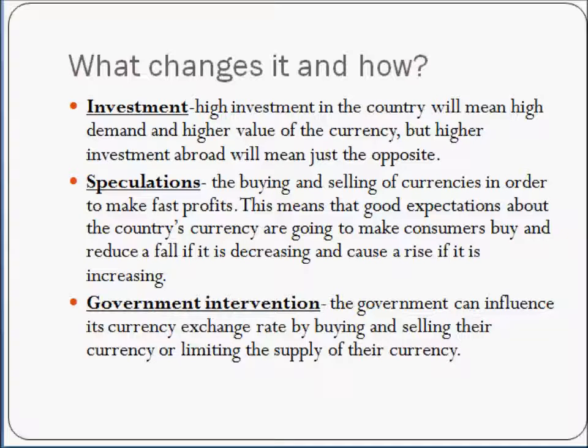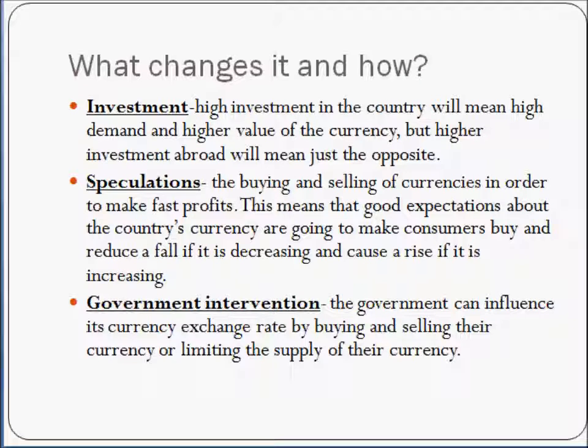High investment in the country will mean high demand and a higher value of the currency, but higher investment abroad will mean just the opposite. Speculation: the buying and selling of currencies in order to make fast profits. This means that good expectations about the country's currency are going to make consumers buy and reduce a fall if it is decreasing and cause a rise if it is increasing.